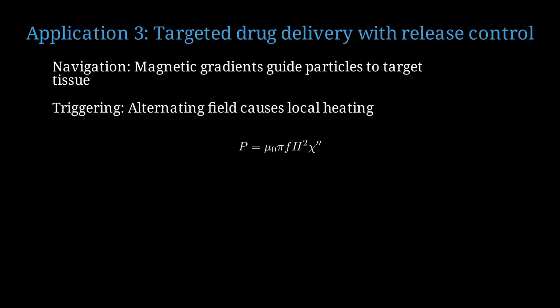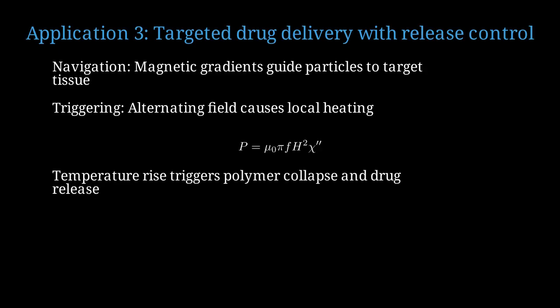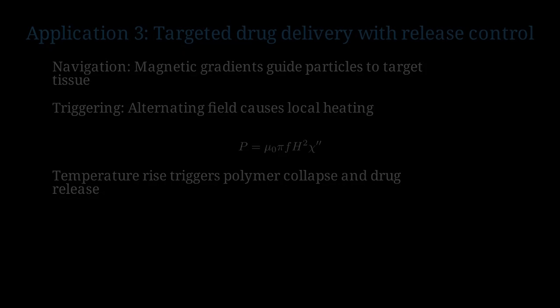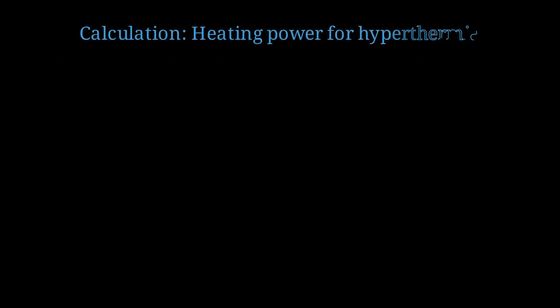The heating power P equals mu0 times pi times frequency f times field amplitude H squared times the imaginary susceptibility chi double prime. The local temperature increase triggers the temperature-responsive polymer shell to collapse, releasing the encapsulated drug precisely at the target site. Let's calculate the heating power.